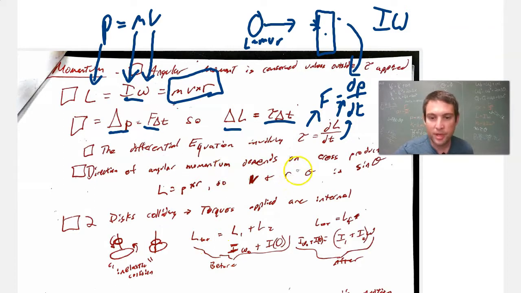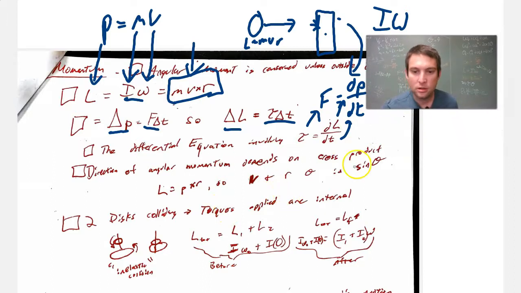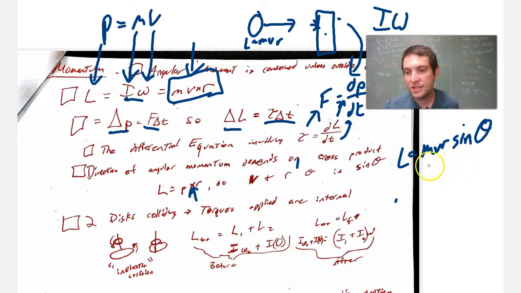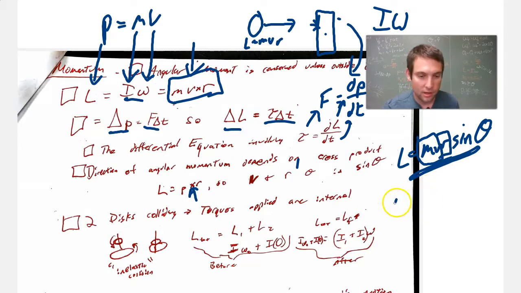Direction of angular momentum depends on the cross product. L equals P cross R. P is mv. That's this. So V and R have to be perpendicular to each other. So the momentum vector and the arm vector have to be perpendicular to each other. So it would really be L equals mvr sine theta, just in case you have an angle between your velocity and your lever arm. R is the distance from the axis of rotation.